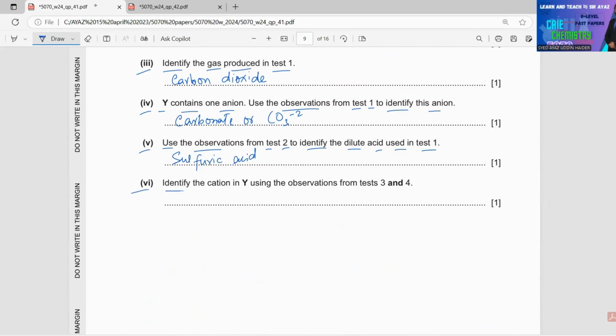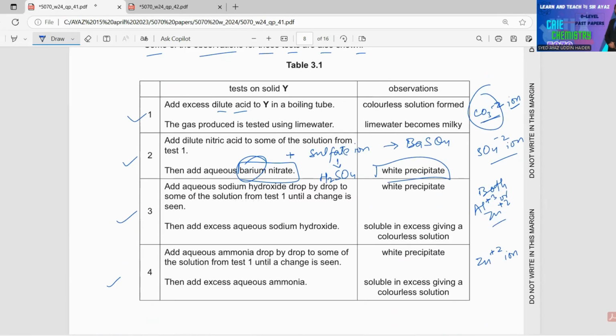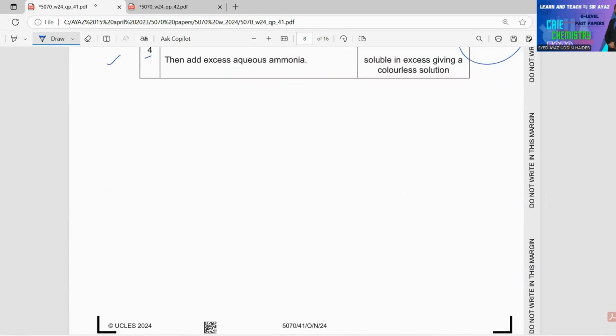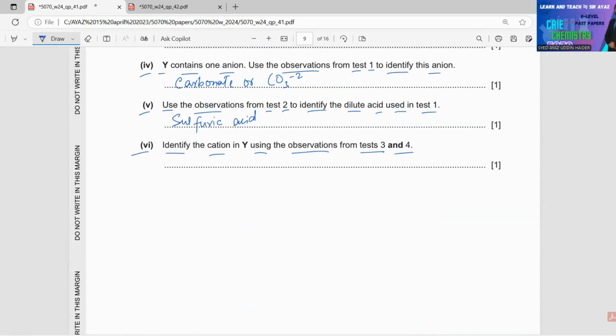Number 6, identify the cation in Y using the observations from test 3 and 4. Already explained it to you. It must be Zn2+ ion, after looking at the test and results in 3 and 4. So you'll write Zn plus 2, or zinc.